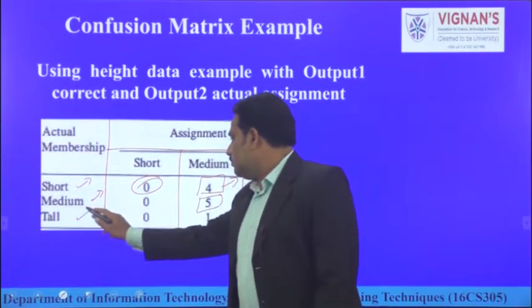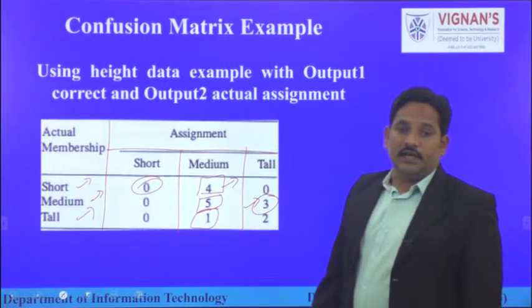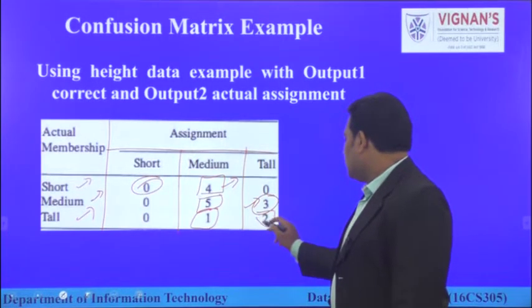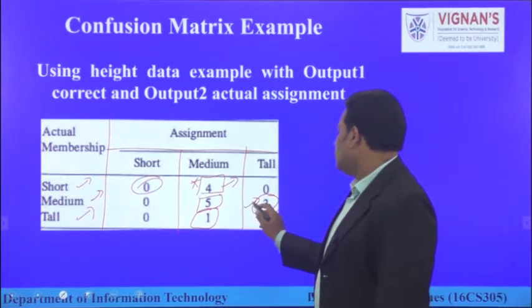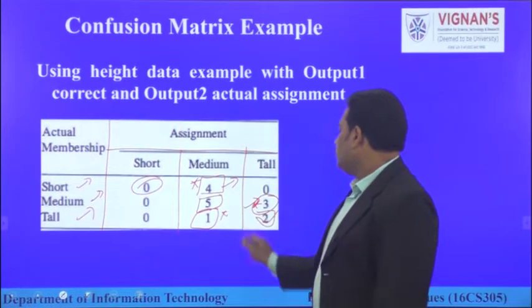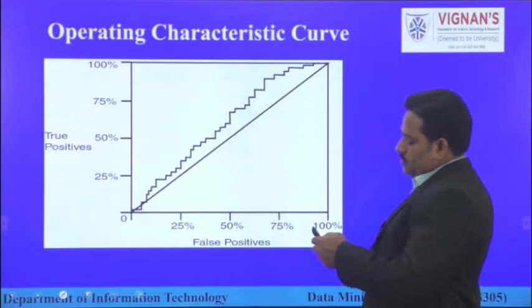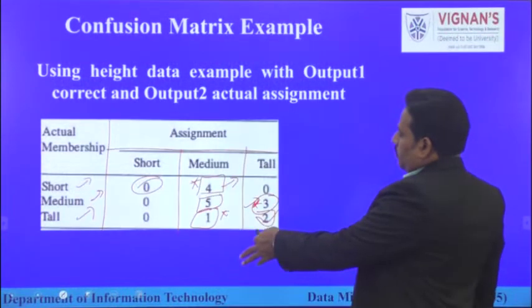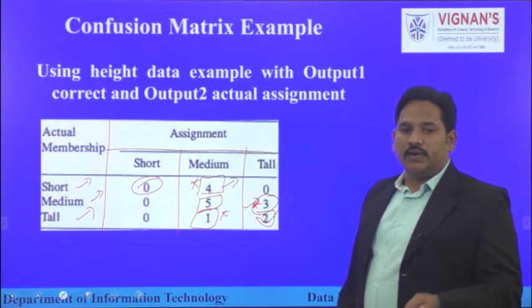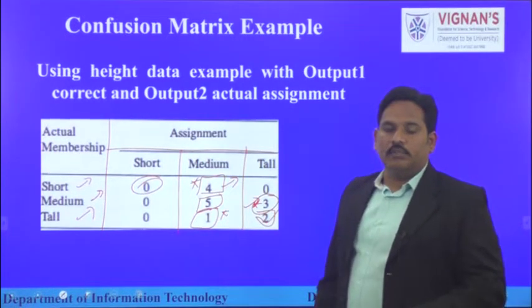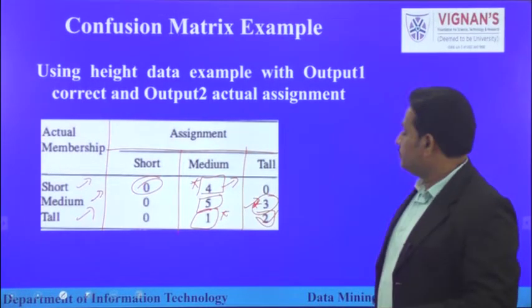And based on the actual tall members, for one item it was written as medium. The remaining 2 are correct. That means this is a wrongly predicted value, and this is also a wrongly predicted value. So how can we depict this? Using a confusion matrix, we can compare the actual value and the predicted value. Based on the actual and predicted values, we can derive and measure the performance.